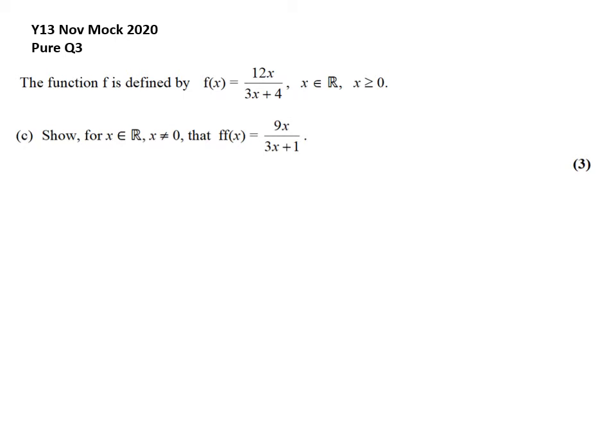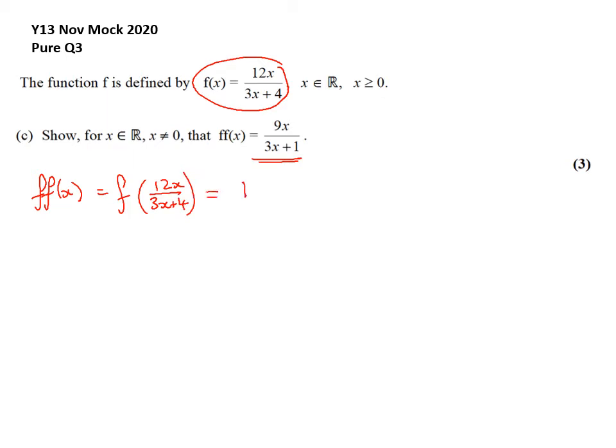So next is just a bit of algebra. So we want f of f of x. Do not start with what we're trying to show here. Start with what we're given. We're given f of x. So f of f of x, we're talking about doing f to 12x over 3x plus 4.